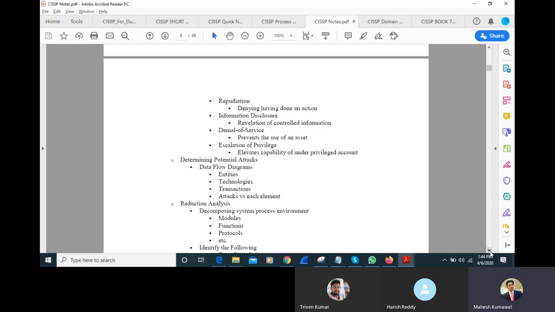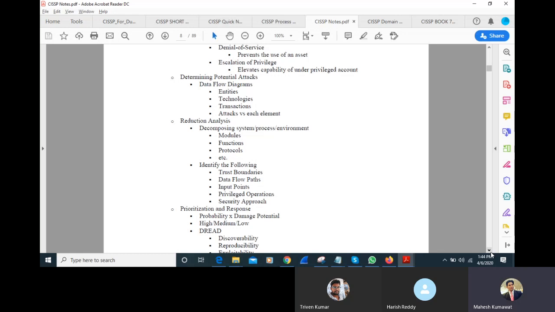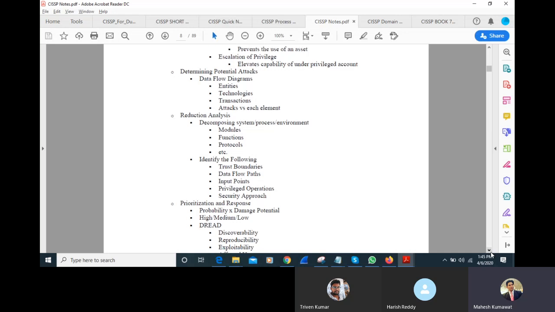So determining the potential attacks: what are the flow diagrams, entities, technologies, transactions, attack versus each element we need to take care of. We have the decomposition analysis: decomposing system, process, environment, models, functions, protocols, etc. So we need to find out. Reduce the analysis. Identify the following: trust boundaries, data flow paths, input points, service operations, and security approaches. What particular approaches do you have?